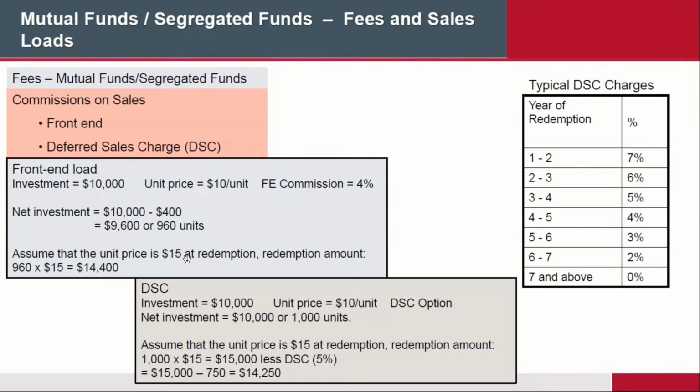In other words, when you cash in, it's gone from $10 to $15, so you made $5 per share. So how much money are you going to get at the redemption point, at the end of that period? It'll be 960 units, which is what you bought, times $15. You get a check for $14,400. That's basically what we're saying.